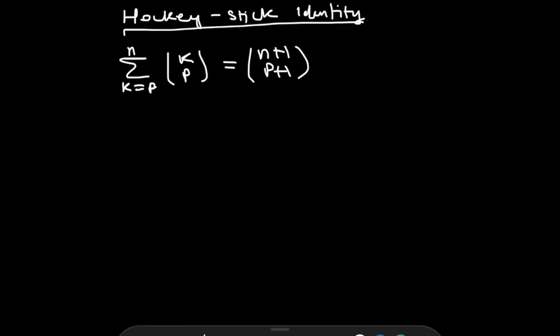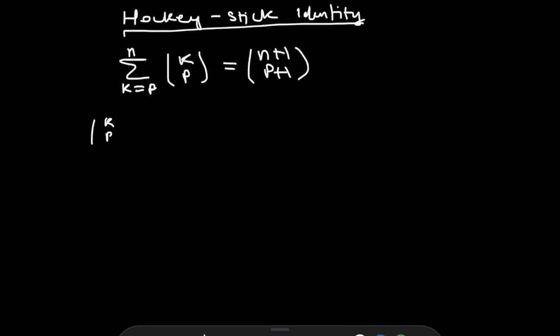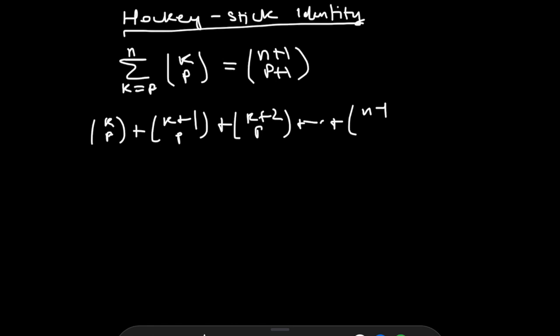All right, here is the hockey stick identity, and it states that the sum from k equals p to n of k choose p equals n plus 1 choose p plus 1. So essentially this says that p choose p plus p plus 1 choose p plus p plus 2 choose p, and so on until n minus 1 choose p plus n choose p. The sum of all these binomial coefficients equals n plus 1 choose p plus 1.